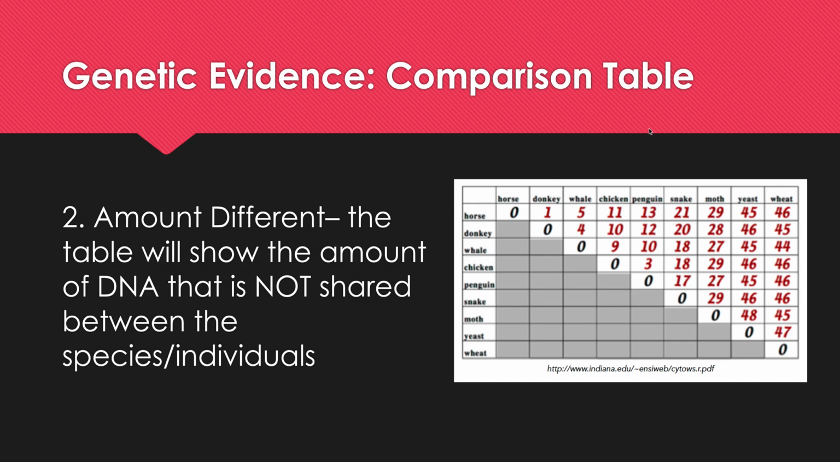Hopefully with your CER, you got the point that whales are actually descendants of land animals. Even if you said aquatic, that's okay as long as you provided evidence to support it. But the fact that they have hip bones means that their ancestors used to have legs, which suggests that they came from land animals. All right.